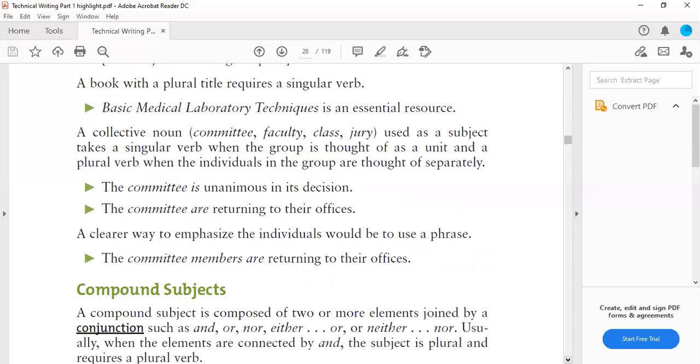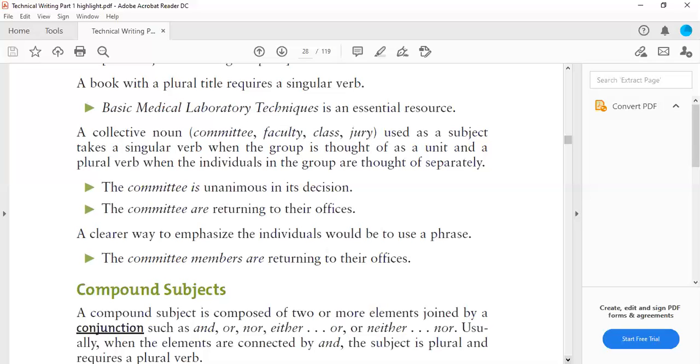A collective noun, committee, faculty, class, jury, used as subject takes a singular verb when the group is thought of as a unit, and a plural verb when the individuals in the group are thought of separately. Okay, so these verbs, you have to take them into account. If you have committee, faculty, class, and jury, if you treat them as a unit, then it has to be a singular one. If you treat them as different people, then you have to use plural.